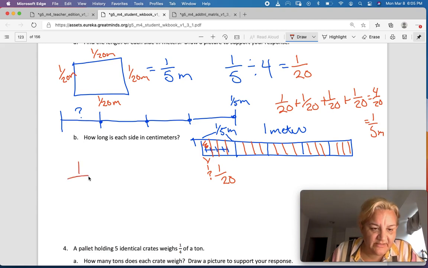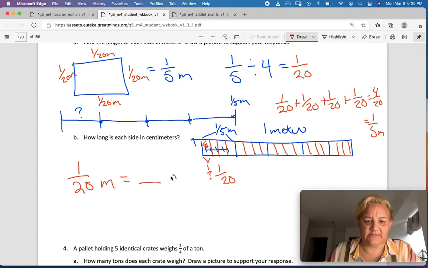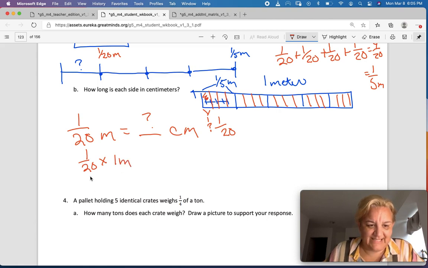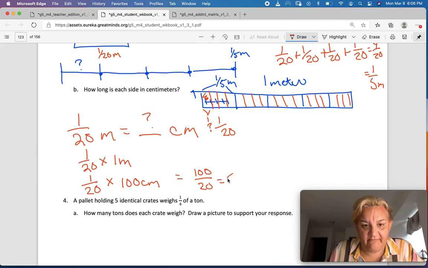Okay, so 1/20 of a meter equals what in centimeters? That's our question. So let's do our conversion here. 1/20 times 1 meter is the same as 1/20 times 100 centimeters. Okay, do you see I just converted meters to centimeters? And that would equal 100 over 20, which would equal 5 centimeters.